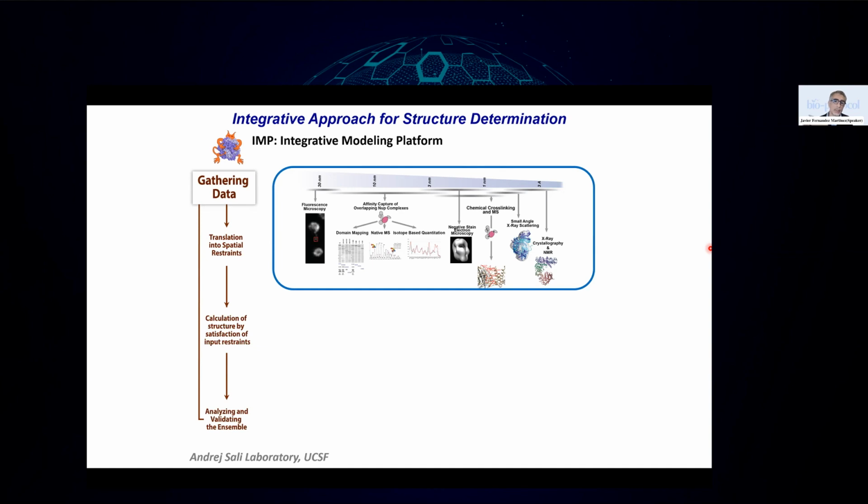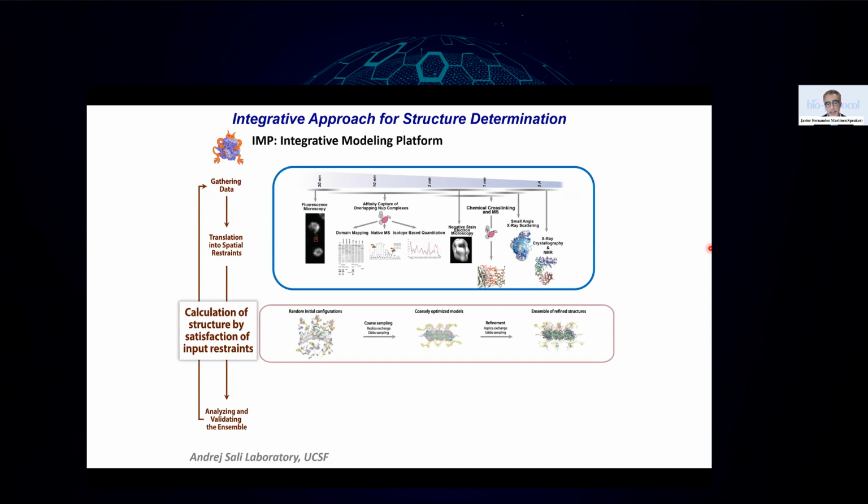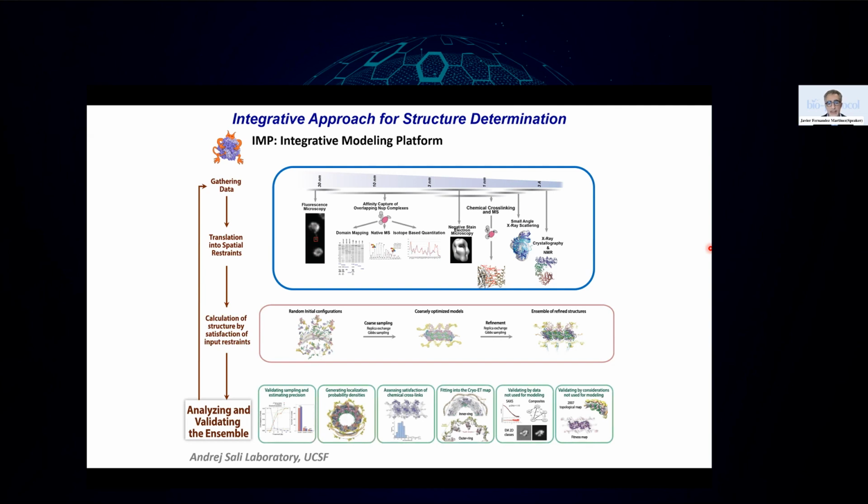So again, we gather a very diverse set of experimental data. This data is then translated into spatial restraints that are used by the integrated modeling platform developed by the laboratory of Andrei Sali at UCSF to calculate an ensemble of structures by satisfaction of all those restraints that satisfy the input experimental data. So this is a calculation of a structure. We are not modeling anything. Finally, the final step is the analysis and validation of the structure and deciding if we need to improve certain parts, for which we can go back and collect new data.